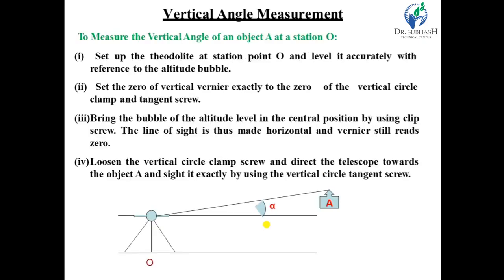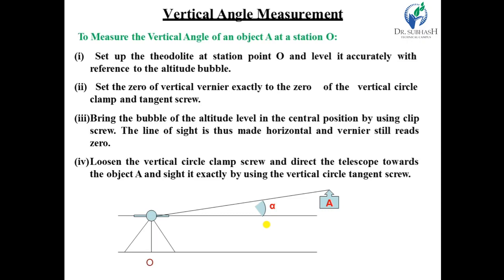See how we can measure the angle of elevation. First, we have to set up the theodolite at station point O and level it accurately with reference to the altitude bubble. Set the zero of the vertical vernier exactly to zero of the vertical circle, using the clamp and tangent screw. Bring the bubble of the altitude level to the central position using the clip screw. The line of sight is now horizontal and the vernier still reads 0.